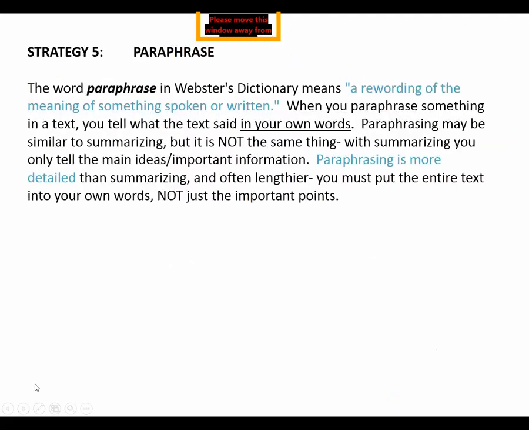Now, the fifth strategy of during reading is paraphrase. The word paraphrase in Webster Dictionary means a rewording of the meaning of something spoken or written. When you paraphrase something in a text, you tell what the text said in your own words. Okay, so paraphrasing is basically when you get the meaning of the text and you are able to tell that in your own words. Like for example, in comprehension questions, you are supposed to answer in your own language, so in your own words. So until and unless you are able to comprehend the text, you won't be able to write it down well.